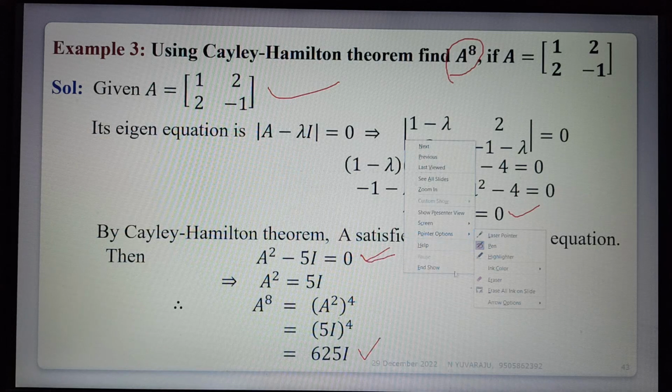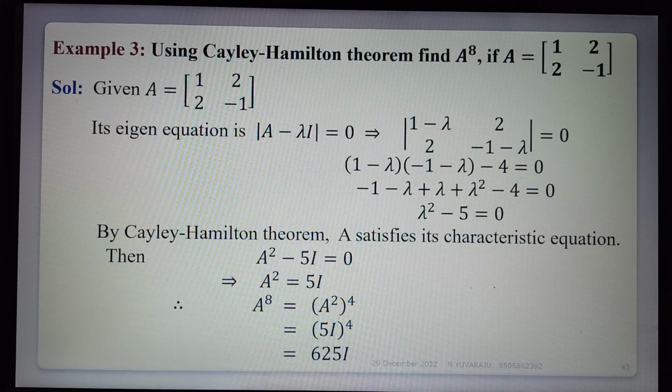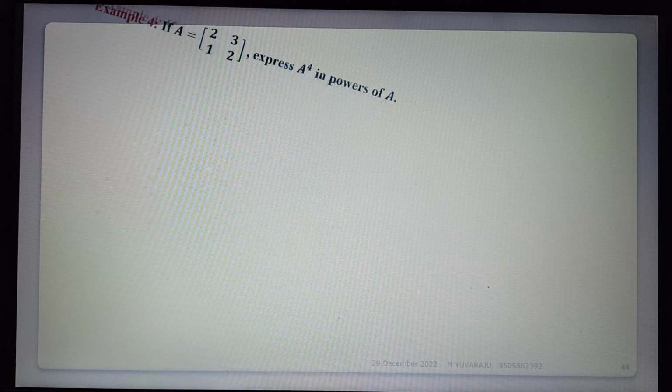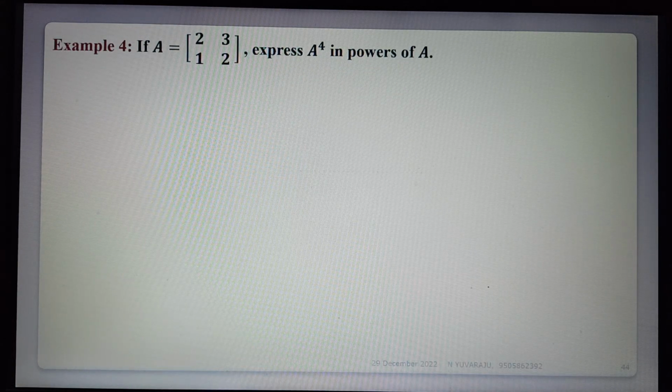Okay, next one, if A is equal to 2 3 1 2, express A power 4 in powers of A. This is also, A power 4 converted into a linear polynomial or in powers of A, and that is A square, A cube. That is, A power 4 can be written.